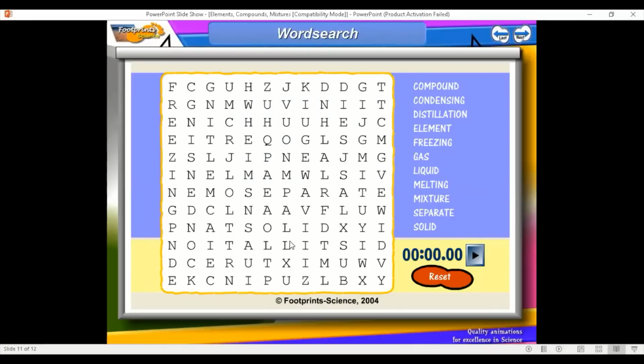This is something you can do later on using these keywords. But just be familiar with what these are. Compound, condensing, distillation, element, freezing, gas. I'm not that concerned with you doing a word search, but what I'm concerned with is you knowing these keywords. What would be a good idea is to put the title here, keywords, write down these, okay? Write these keywords down and know each one. They will be in your revision guide.